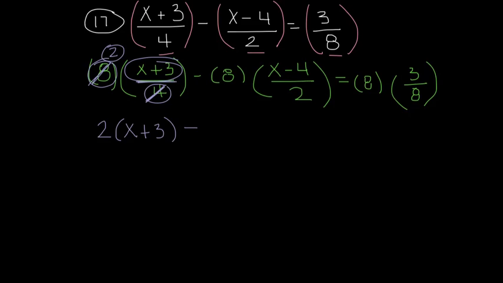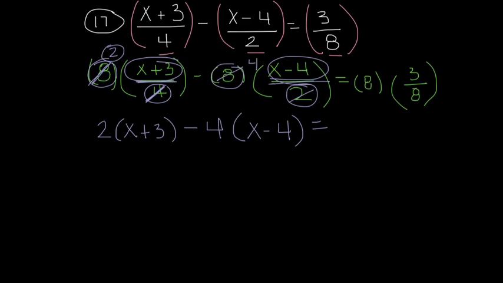Minus, again, 8 divided by 2 is equal to 4 times the numerator, which did not get touched, equals 8 divided by 8 is equal to 1, so those cancel completely, and I get 3. Okay, there's that numerator that wasn't touched.